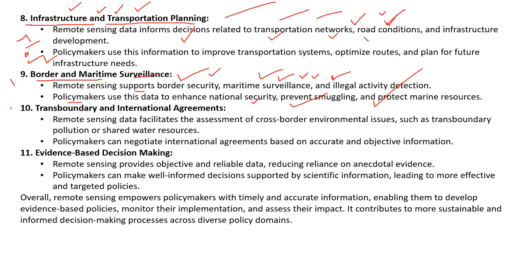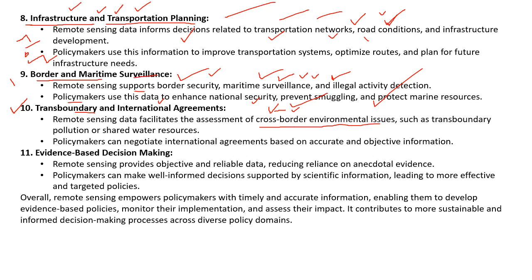Well, this is transboundary and international agreements. So there may be some cross-border environmental issues. Like if you say the Niger River is not only in Nigeria, but it is there in other countries also. So how much water is being used by Nigeria and how much is used by another country? So such type of agreement, international agreement, transboundary agreement are possible with the help of remote sensing data.